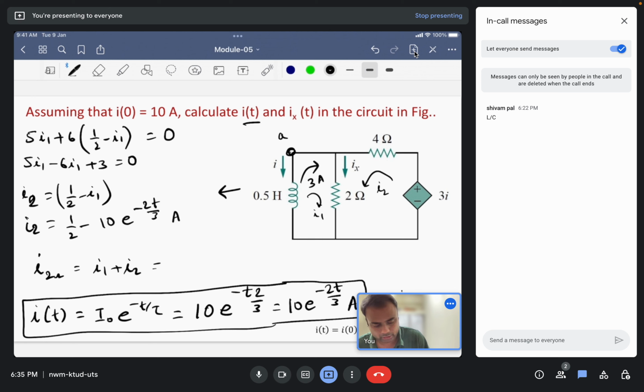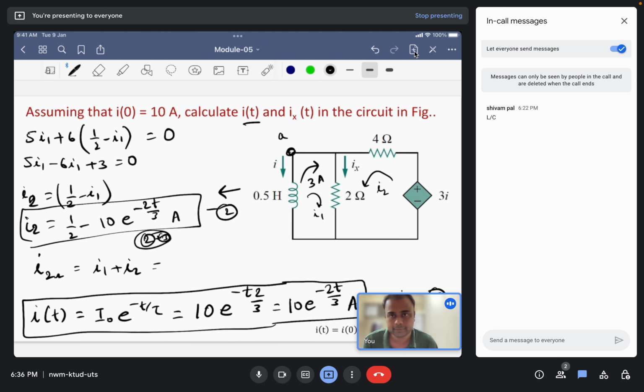So we have to just add these two. So let us call this equation 2 and this equation 3. So let us add equation 2 plus equation 3 here. So this will come out to be 1 by 2 minus 10 e to the power minus 2t by 3, plus 10 into e to the power minus 2t by 3. That is simply 1 by 2. So the current is 1 by 2. That is a constant current flowing through the resistor.